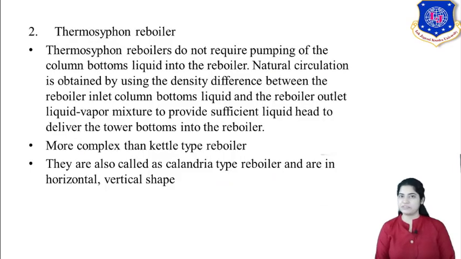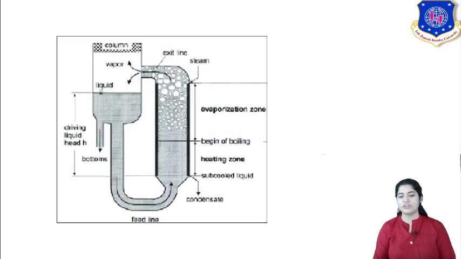Now the second type of reboiler is the thermosiphon reboiler. This kind of reboiler does not require pumping because natural circulation occurs. Naturally, the liquid from the bottom product of the column flows through the heat exchanger, this reboiler. This arrangement is more complex than the kettle type reboiler. They are arranged in horizontal or vertical shape. So this is the description of your thermosiphon reboiler.